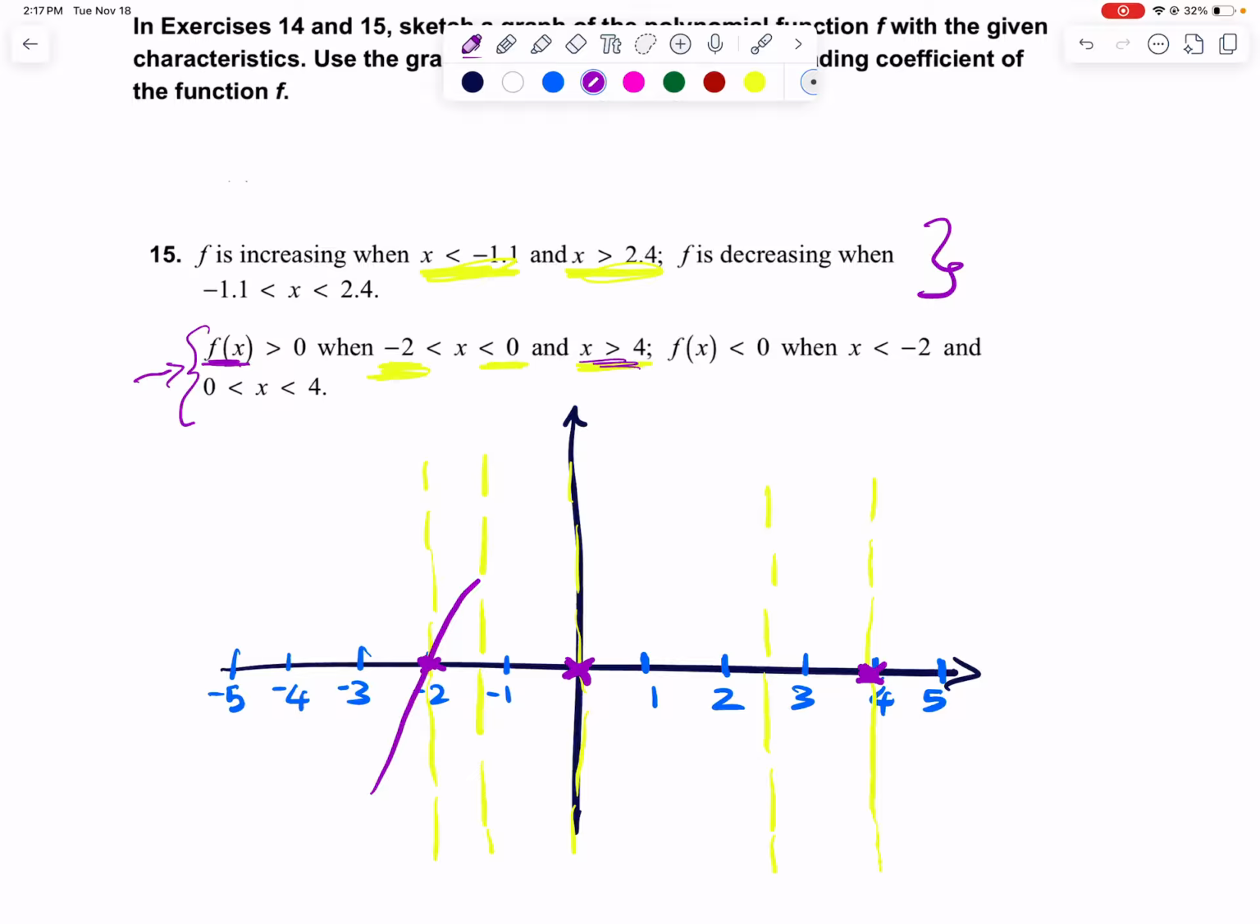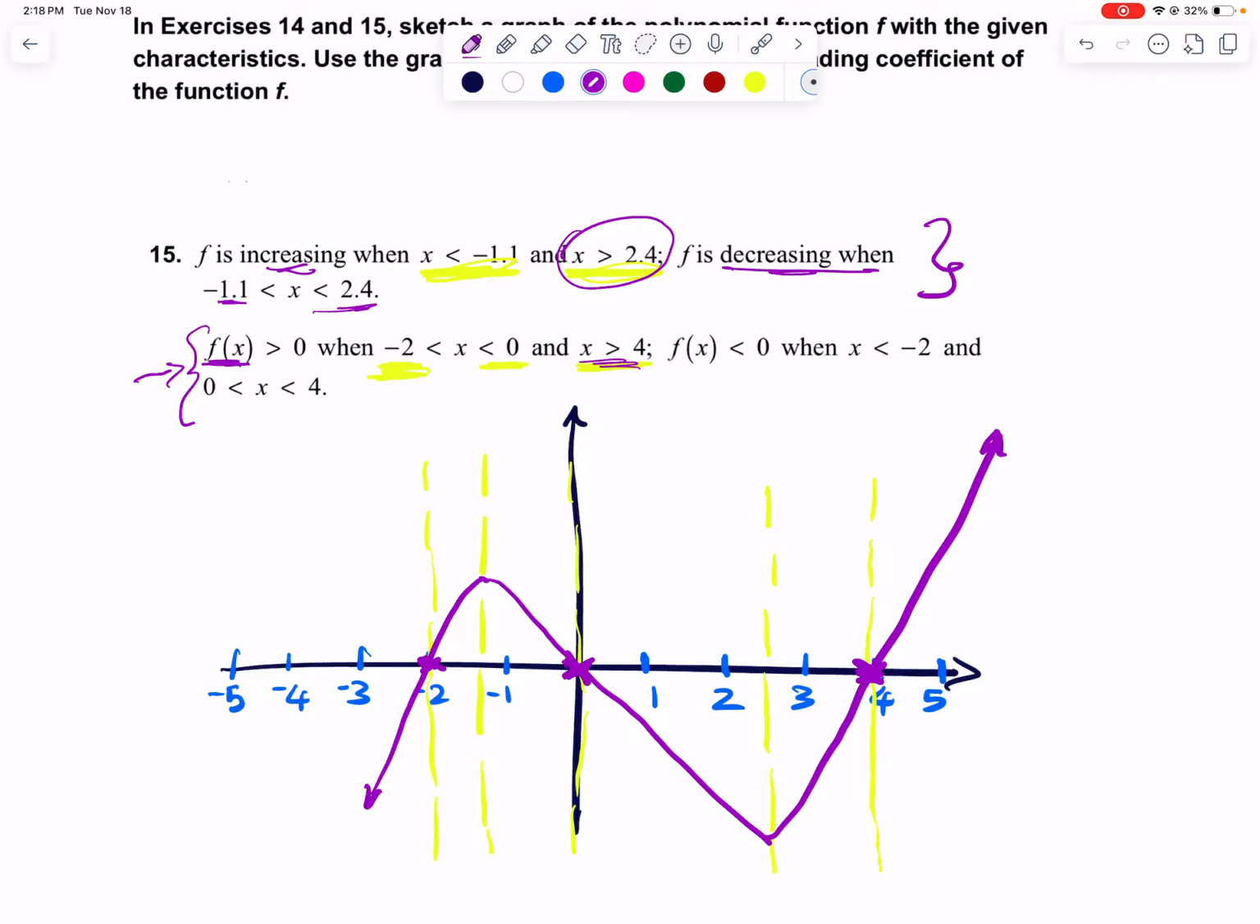And then it does not go up anymore. After that, it's decreasing when x is between -1.1 and 2.4, and we know it has to go through that x-intercept here. So it's going down until you get to 2.4, and then it stops going down. And once again, it's increasing after 2.4, so it starts to go up and it needs to go through the x-intercept. So it goes up here, and that is our graph.